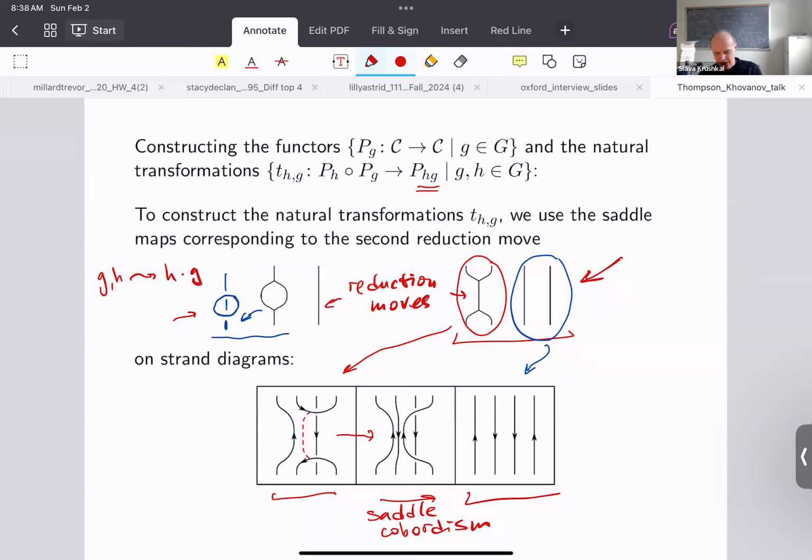And so we apply the chain map that's associated in Khovanov theory to this unique composition of saddle cobordisms, and this is our natural transformation P sub h g between the composition of the 2 functors P sub h and P sub g, and the functor P associated to the product h times g.